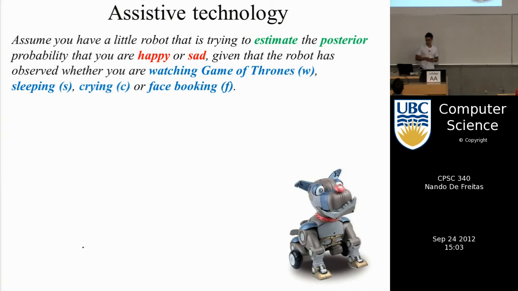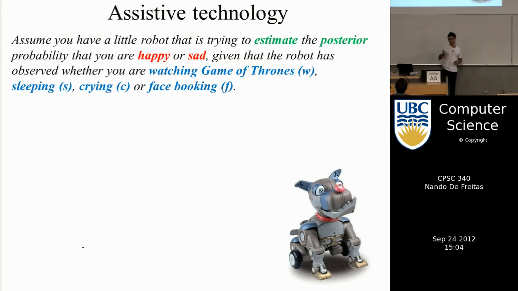Okay. So I will introduce HMMs with a simple example. Imagine you have a toy robot, like that little guy there. The task of iDog is to figure out whether you're happy or sad. Because you don't want iDog to bother you when you're sad, or you might want iDog to come and play with you when you're happy, or whatever the scenario is. And let's say that iDog checks whether you're watching Game of Thrones, sleeping, crying, or doing Facebook.